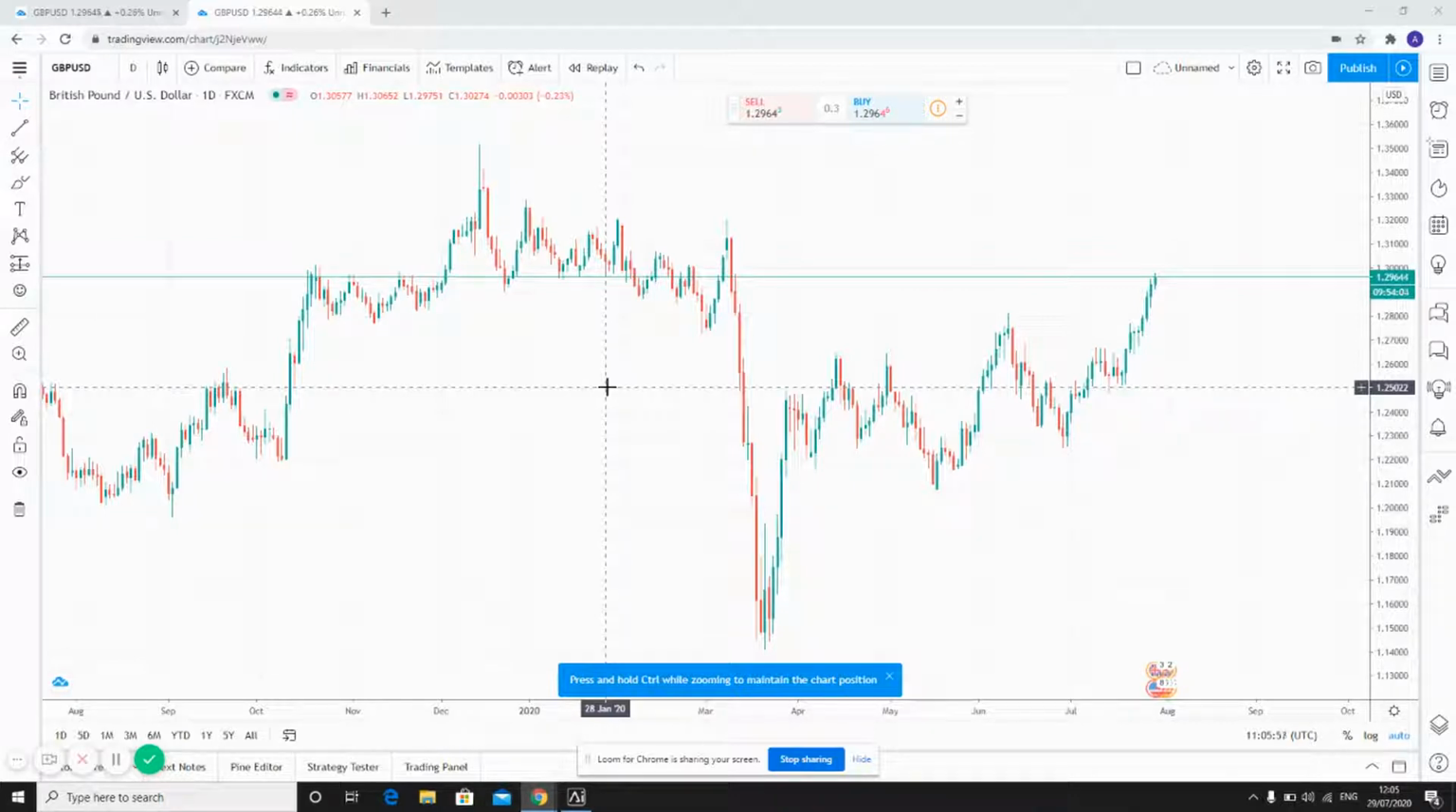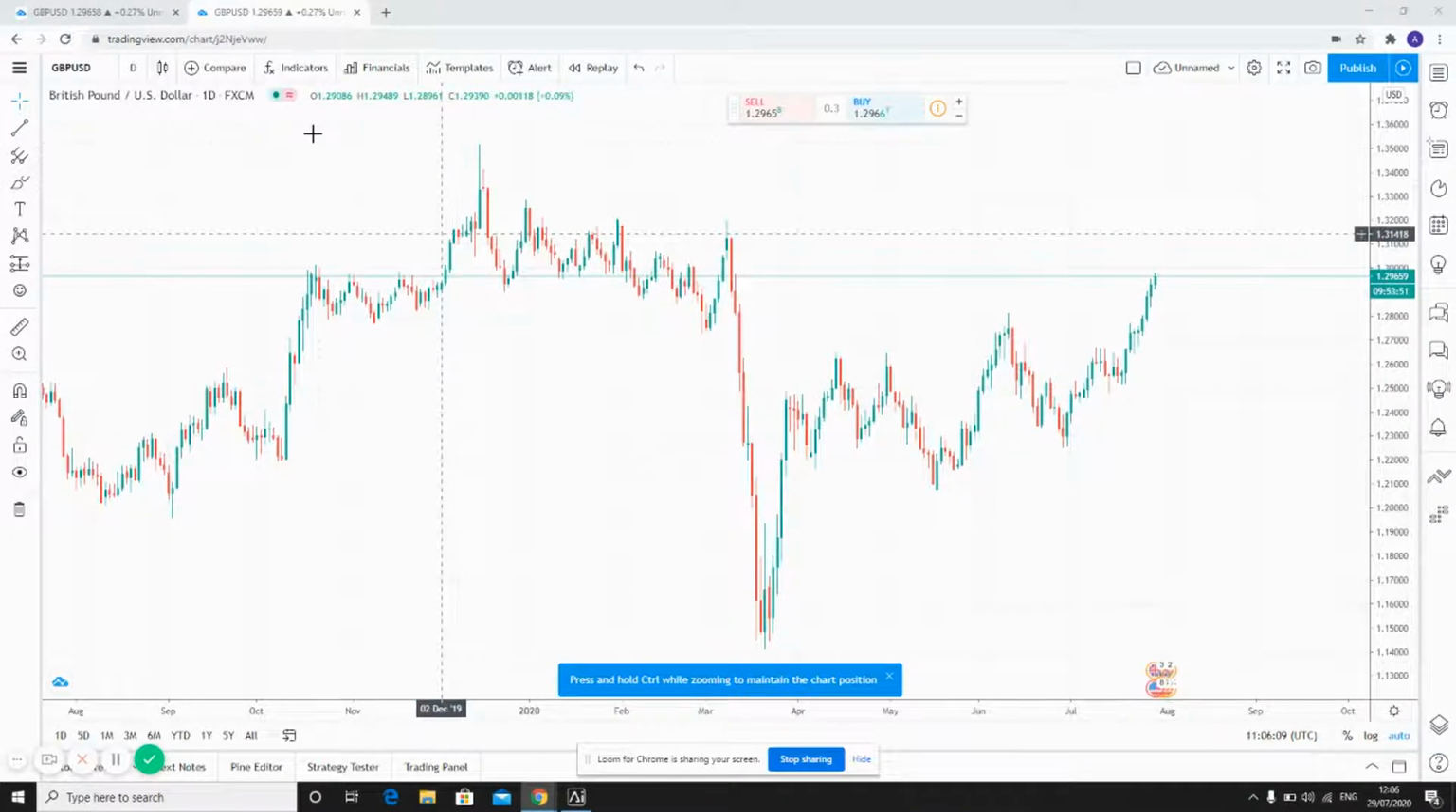Mainly what I'm going to be looking at today is GBPUSD, purely because it's a great pair to trade at the moment. It's been respecting its levels quite clearly. And so, yeah, that's why I wanted to look at that.